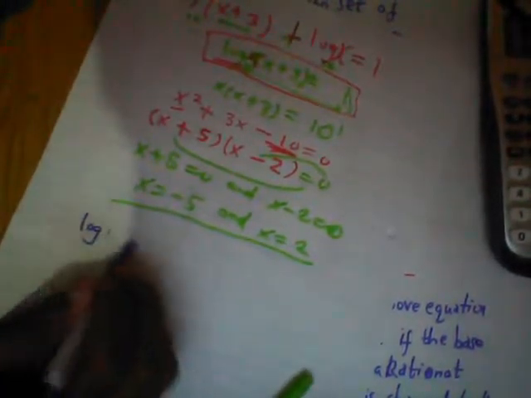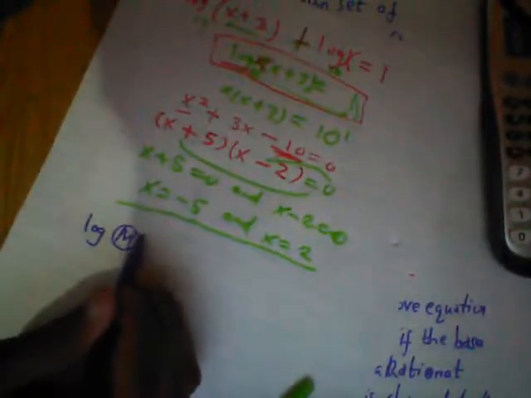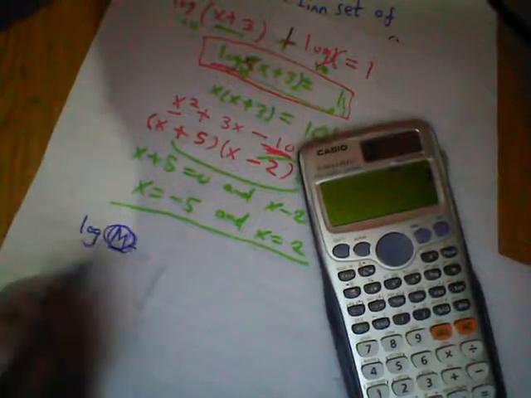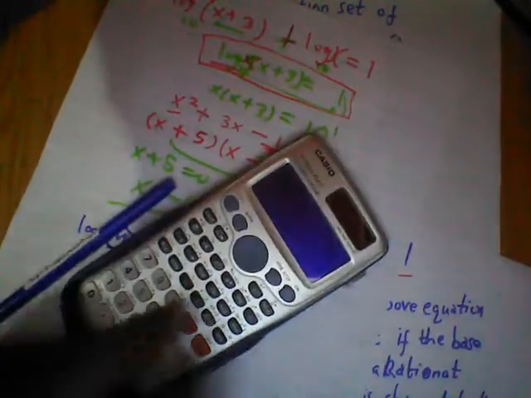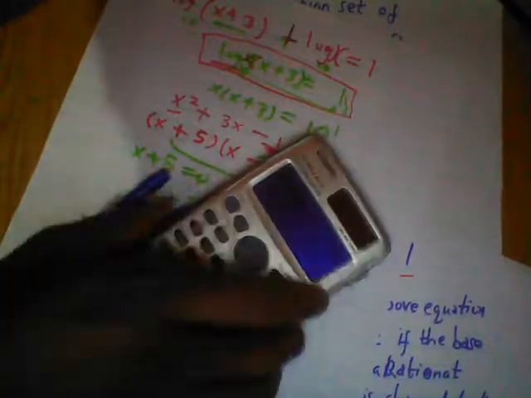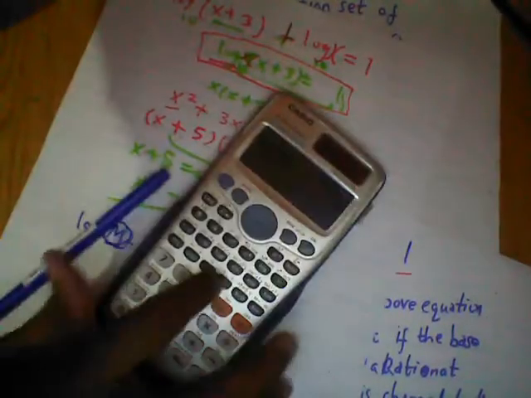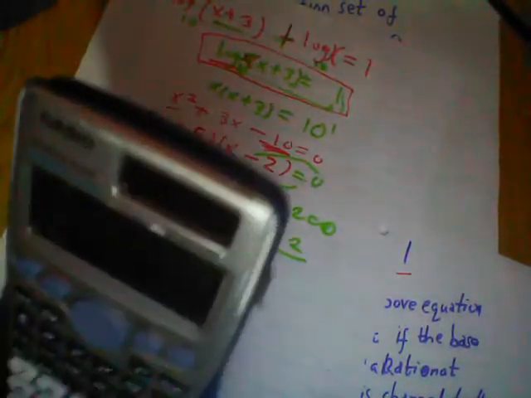For any log to work, let's say log of anything here, this number here has to be greater than 0. Whatever is here must be greater than 0. Let me prove it to you. I'm going to say log of 0 and see if it works. We know it's not going to work because this is exactly 0. It has to be greater than 0.